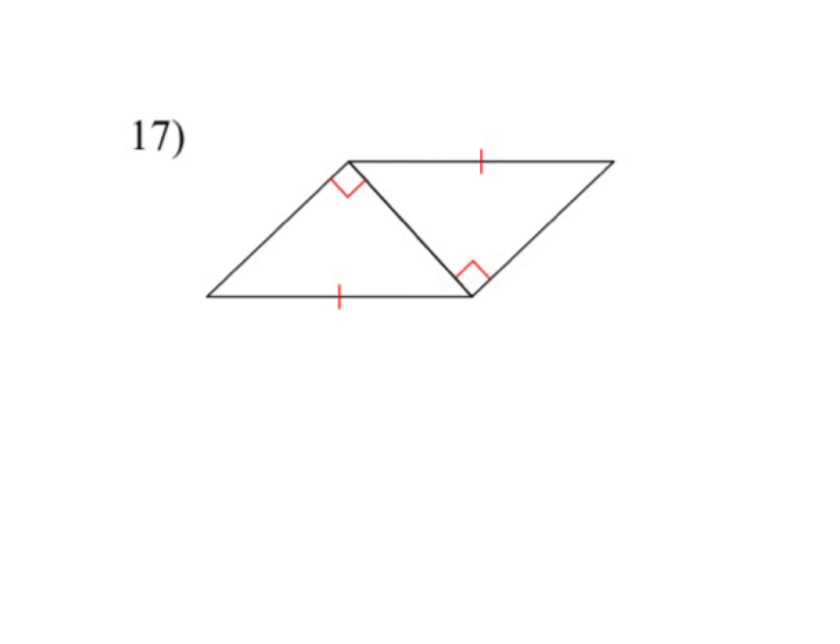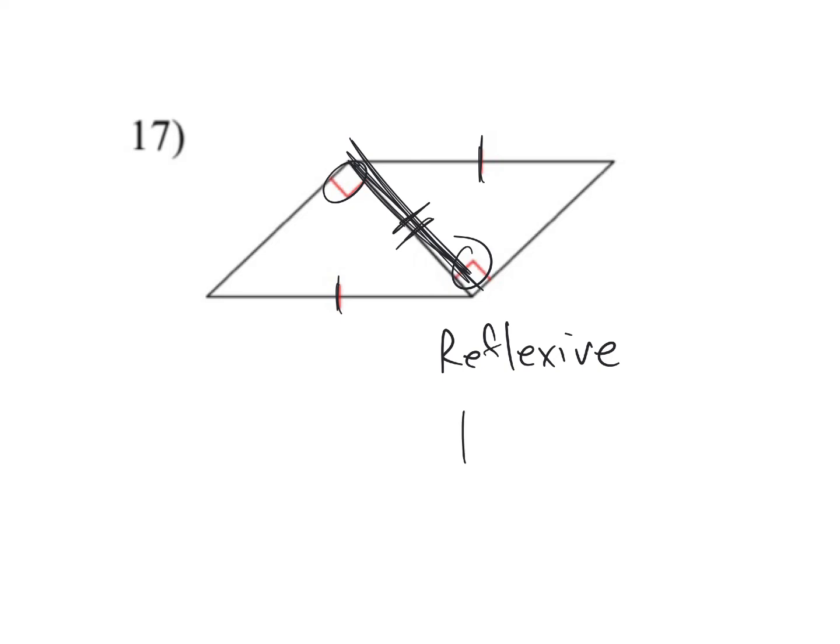Okay, so again, we have a reflexive piece here. And we have two 90-degree angles, so immediately we think hypotenuse leg. It's not always hypotenuse leg, but that's how we start. So we have a hypotenuse, and because of the reflexive part, we have the leg. So it's hypotenuse leg.